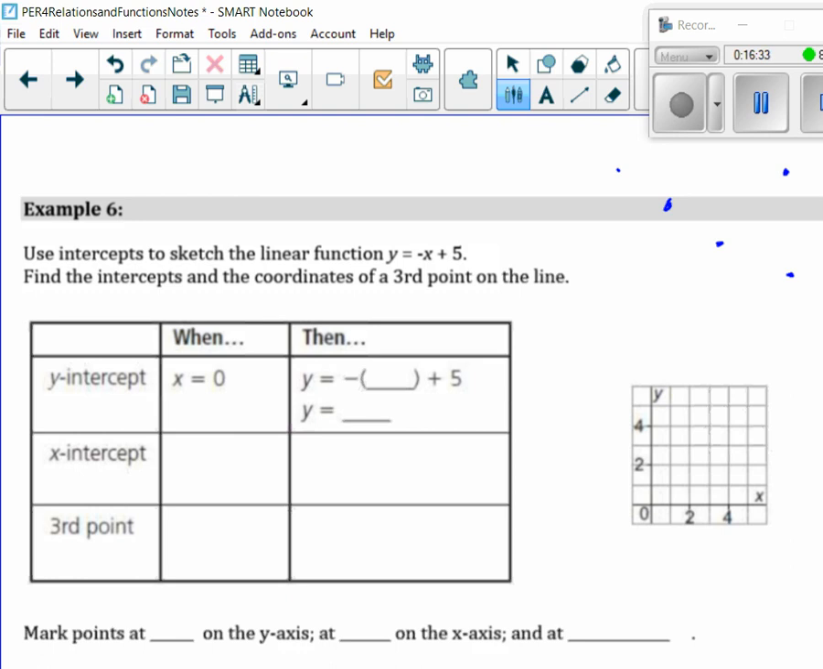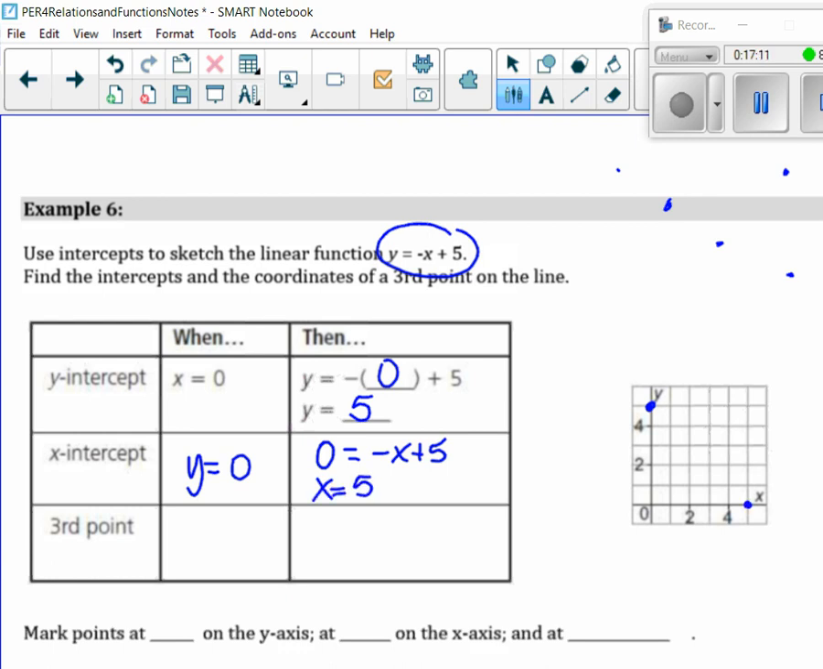Remember, to find the Y-intercept, you set X to 0, right? So my equation is right here. Y equals negative X plus 5. So you put 0 in for X. What do we get for a Y-intercept? 5. So there's my 5. Yes? To find my X-intercept, that means Y equals 0. So 0 equals negative X plus 5. So what does X equal? X equals positive 5 as well.